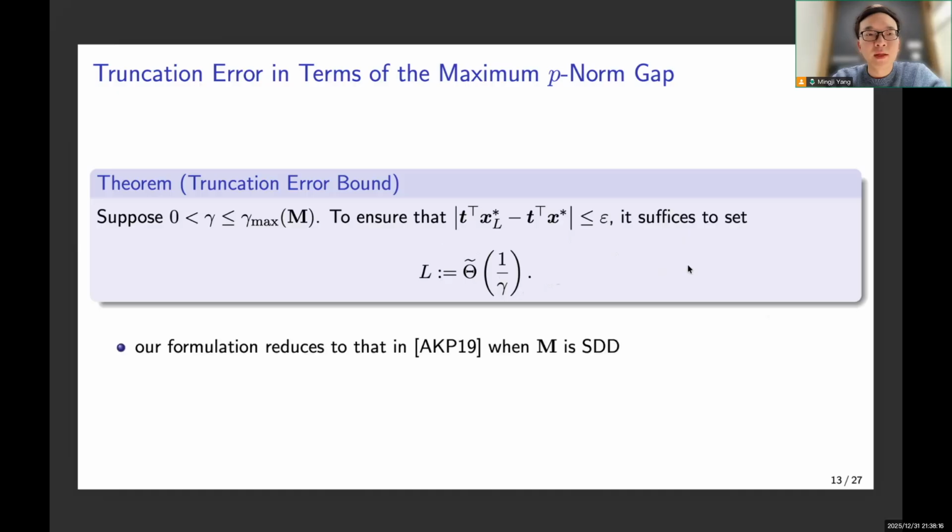So I would like to clarify that our formulation so far exactly reduces to that considered in the previous ITCS paper when M is SDD. So our formulation is strictly a generalization of theirs.